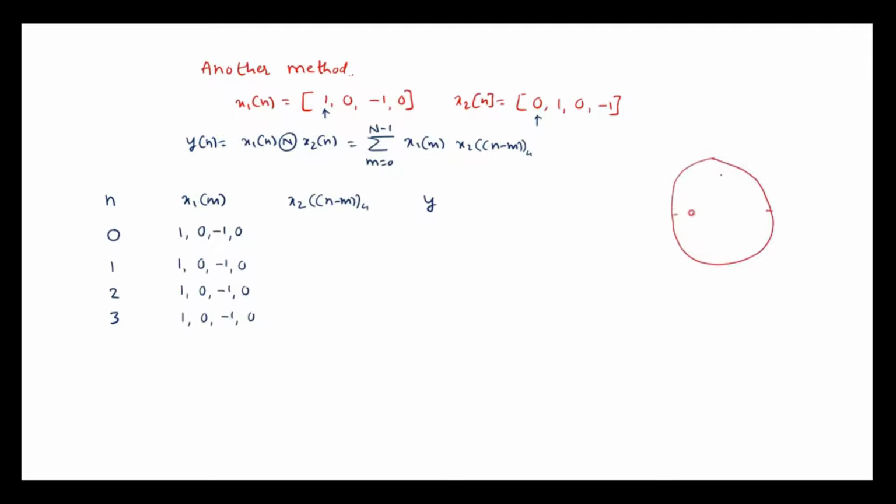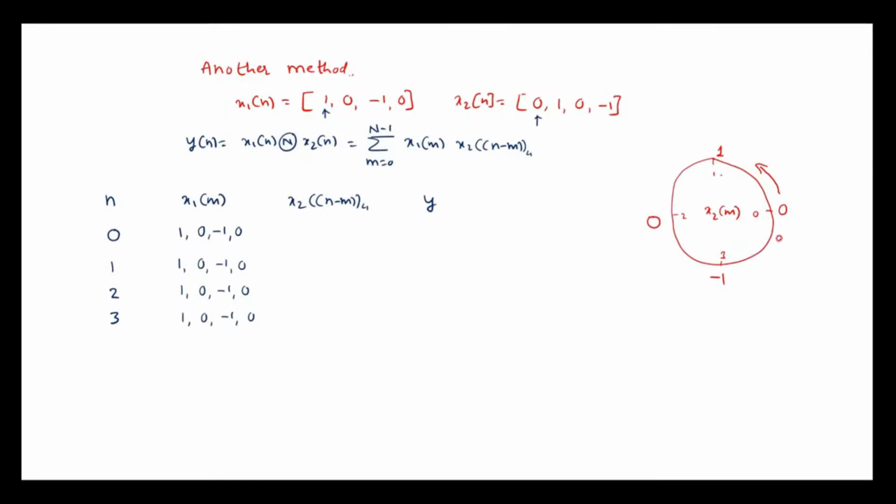This is a circle. Assume this is for n equal to 0, this is for 1, this is 2 and this is 3. If I represent these values in the anti-clockwise direction, this is 0, this is 1, this is 0 and this is minus 1. So this is x2 of m, represented in the anti-clockwise direction. So x2 of minus m is nothing but representing the same values in the clockwise direction with the same indexes.